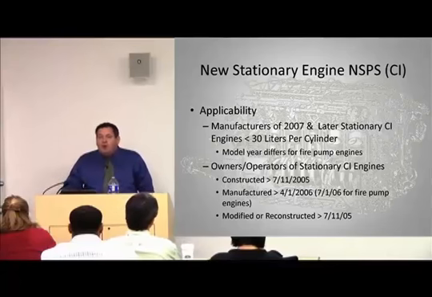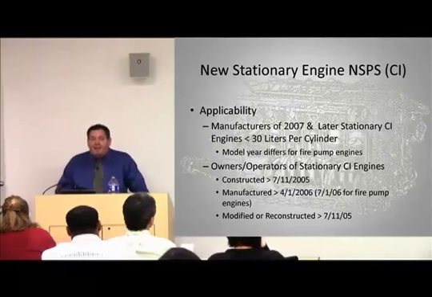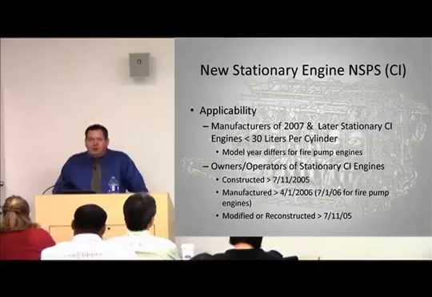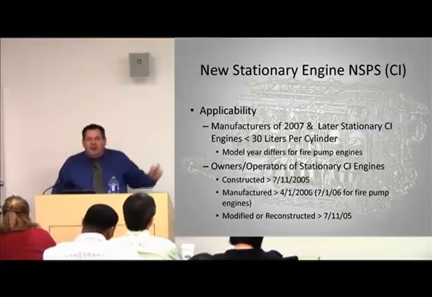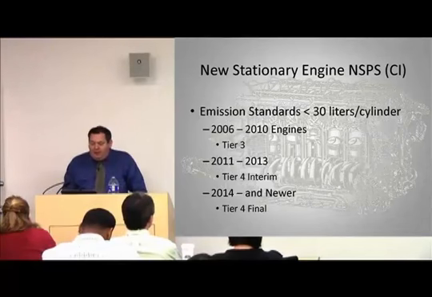Then it says for owners and operators of these engines that were constructed after the 11th of July of 2005 and manufactured after the 1st of April of 2006, or it could have been July of 2006 for fire pump engines, or modified or constructed after the 11th of July of 05. What's the definition of a new or reconstructed engine at an area source? June 12, 2006. What are these compliance dates? Yeah, so far we're pretty good.